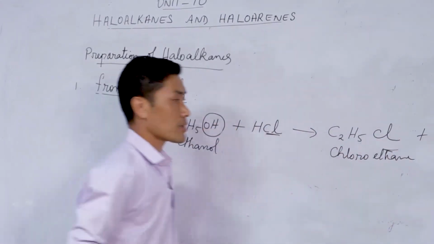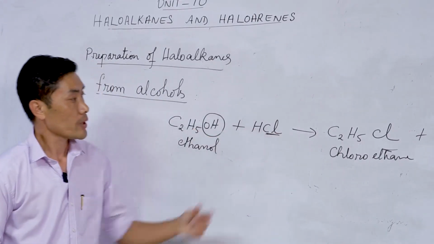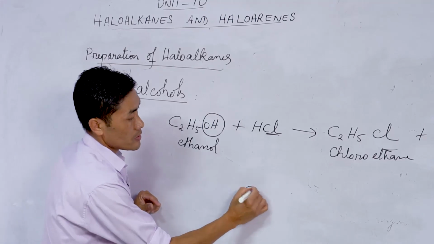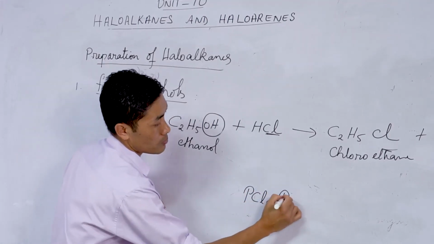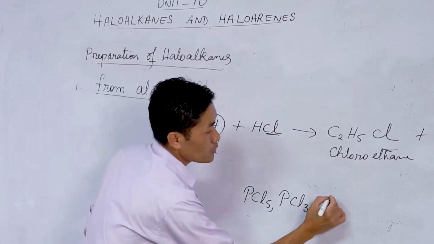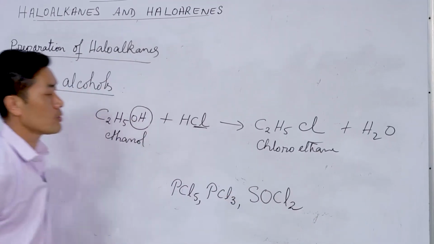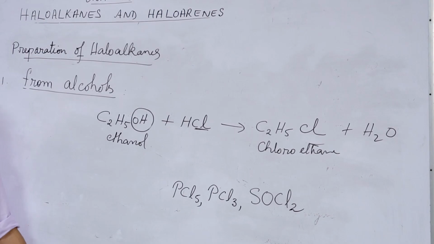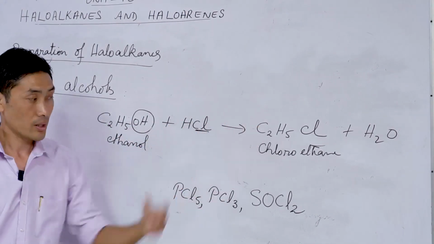Water will be given out as a byproduct. Instead of HCl, we can use PCl5, phosphorus pentachloride. We can use PCl3, phosphorus trichloride. We can use thionyl chloride also. All of this can be used to convert these alcohols to haloalkanes.